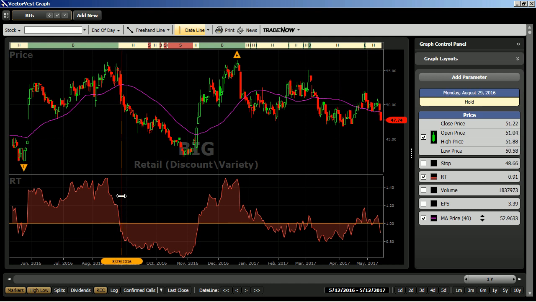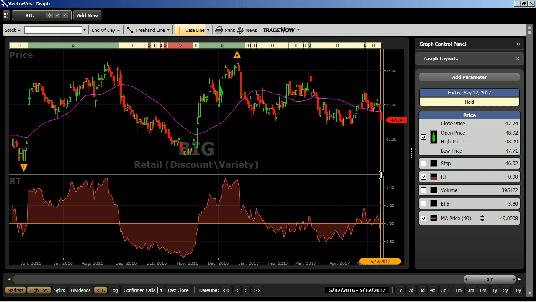You could see it happen back here at the end of August of last year. RT crossed below 1 at the end of August. Price crossed below the 40-day moving average as well. And boy, would that have been a great time to get out of that stock. Okay. Now we've gotten a few whipsaws here over the last couple of months, but on a current basis, what's happening?